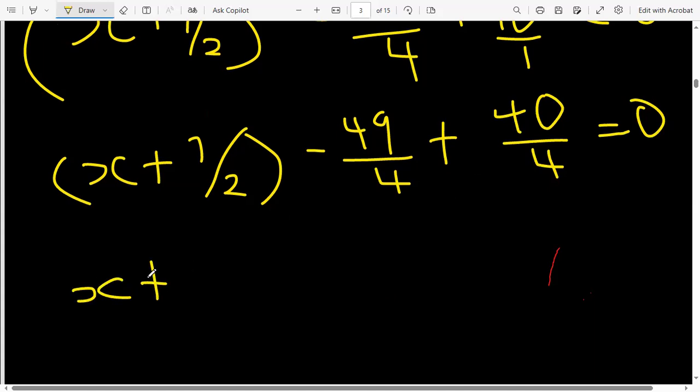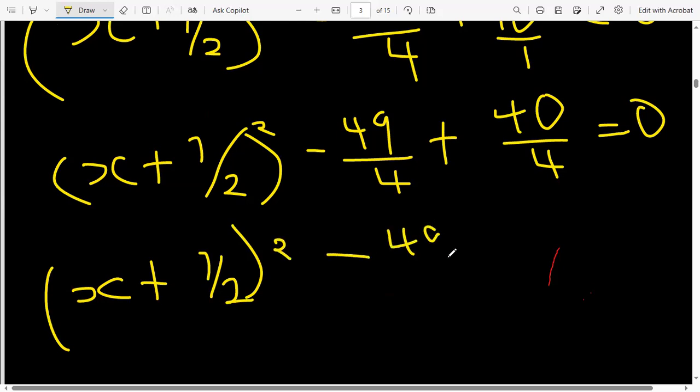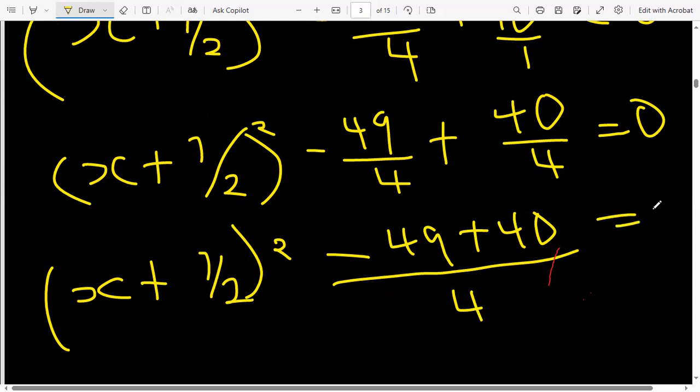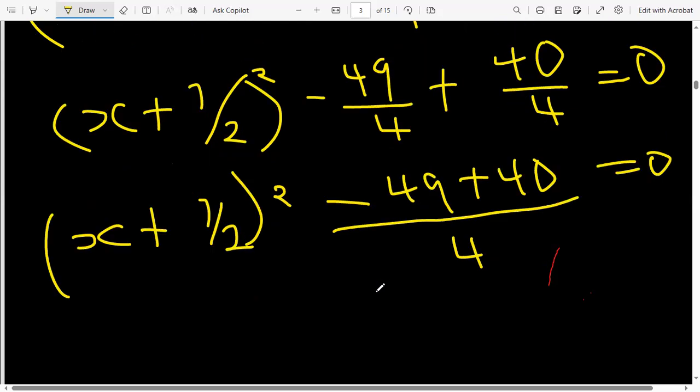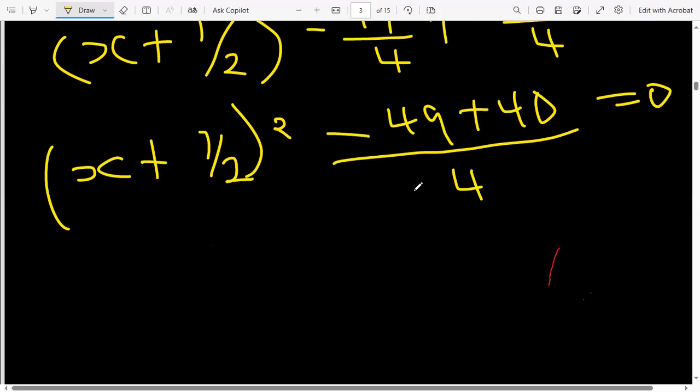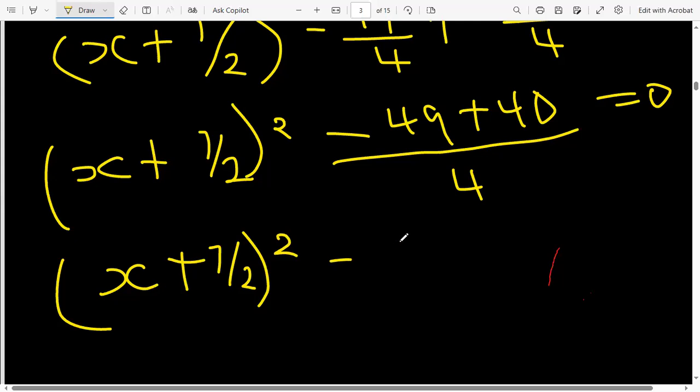So this will be x plus 7/2, I forgot a squared here, of course the squared, and then minus 49 plus 40, and then I'm dividing this by a common denominator, which is 4, right? Then this should be equals to 0. And then from here, we can see that what we are going to remain with is minus 9/4. So we have x plus 7/2 squared minus 9/4, and then is equals to what?